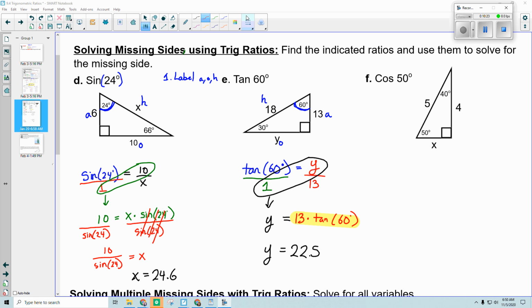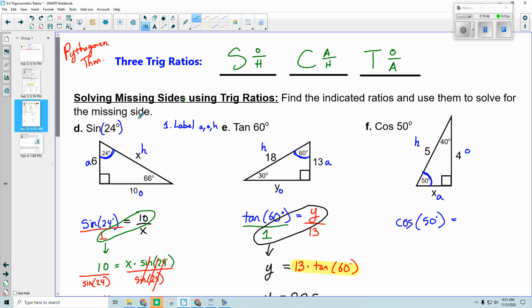Okay, now we'll work on the very last problem where it wants me to find cosine of 50 degrees. Okay, so here I would go to my 50-degree angle, label my sides O and H according to this angle. So this would be opposite of that angle. This is hypotenuse and adjacent. And then for cosine, the trig ratio that I'm getting out is adjacent over hypotenuse. So adjacent, which is x, divided by the hypotenuse, which is 5.